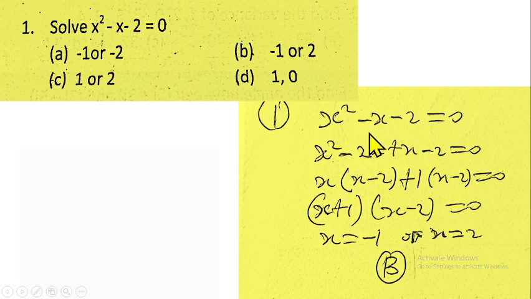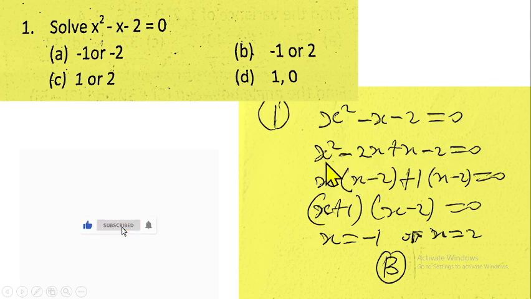So we look for two numbers or two factors of minus 2 that when we multiply together will give us minus 2, and when you add them together it will give us this minus 1 here. That means the two factors are minus 2 and plus 1. Minus 2 times 1 will give us minus 2, and minus 2 plus 1 will give us minus 1. So those two factors will replace this minus x here, so you'll be having x squared minus 2x plus x minus 2 is equals to 0.